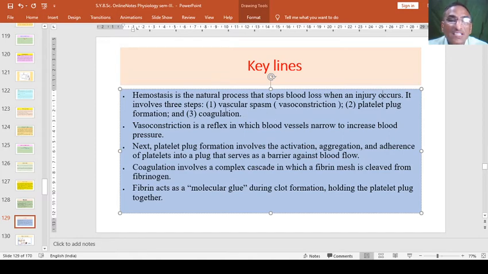So these are the key lines of hemostasis. The second thing is about vasoconstriction. Vasoconstriction is a reflex in which blood vessels narrow to increase the blood pressure.